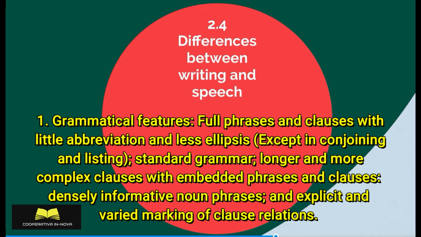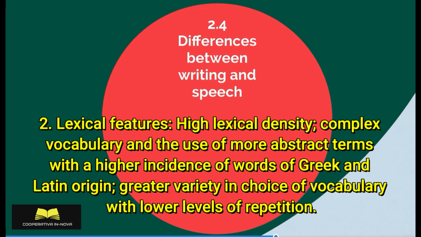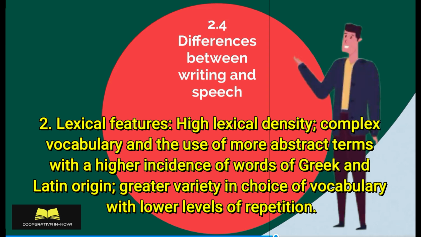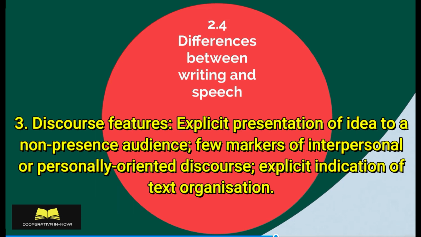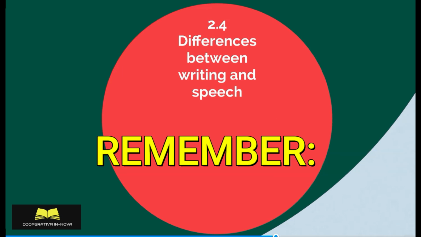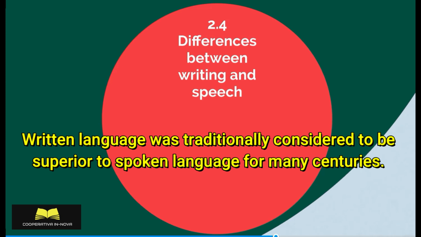longer and more complex clauses with embedded phrases and clauses, densely informative noun phrases, and explicit and varied marking of clause relations. 2. Lexical features: high lexical density, complex vocabulary, and the use of more abstract terms with a higher incidence of words of Greek and Latin origin, greater variety in choice of vocabulary with lower levels of repetition. 3. Discourse features: explicit presentation of ideas to a non-present audience, few markers of interpersonal or personally oriented discourse, explicit indication of text organization.